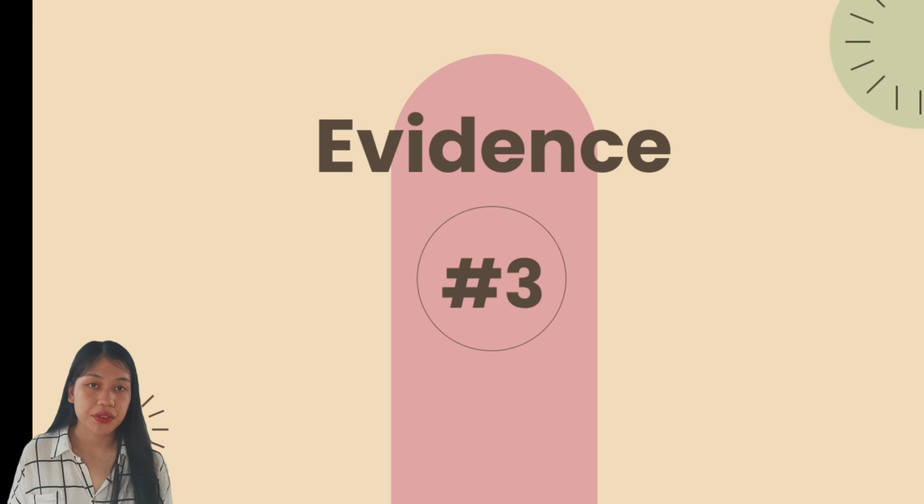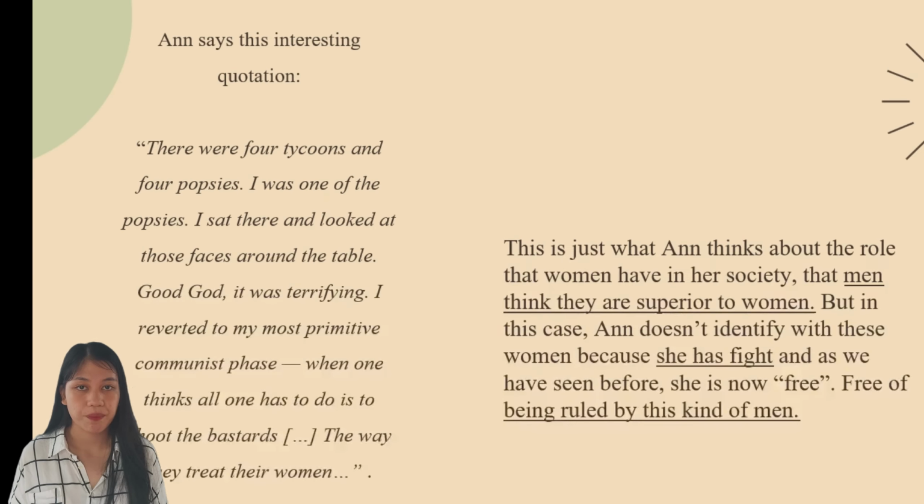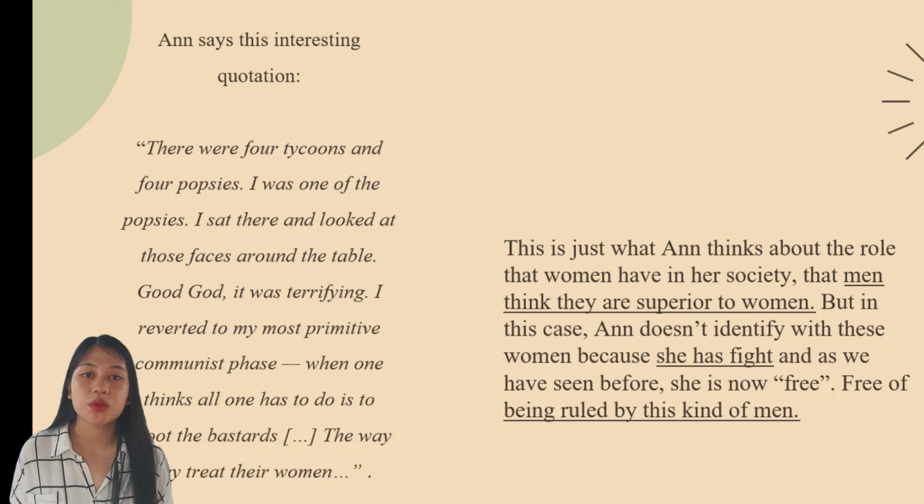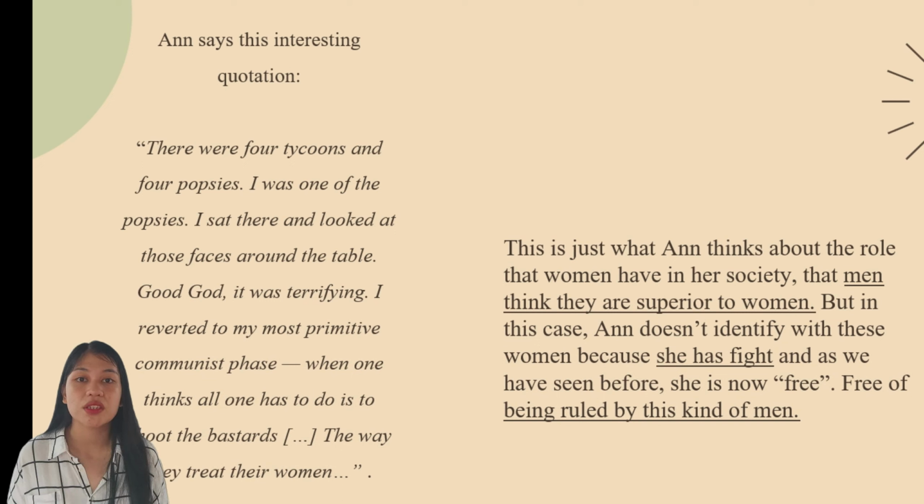And for the last evidence, Anna says this interesting quotation. "There were 4 tycoons and 4 popsies. I was one of the popsies. I sat there and looked at those faces around the table. Good God, it was terrifying. I reverted to my most primitive communist face, when one thinks all one has to do is to shoot the bastards, the way they treat their women."